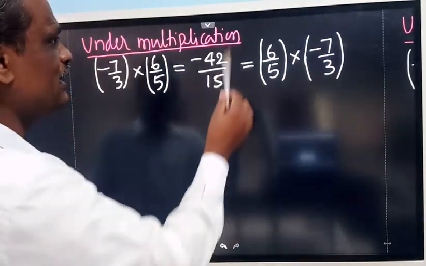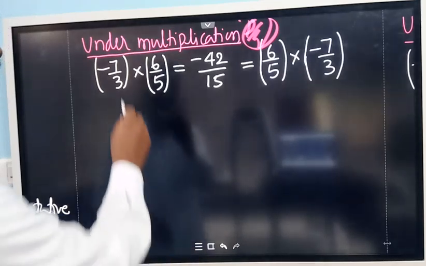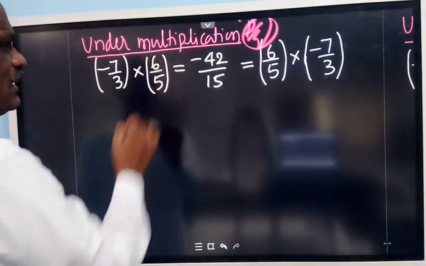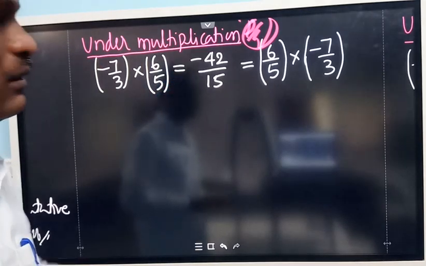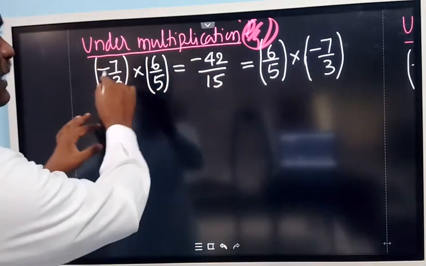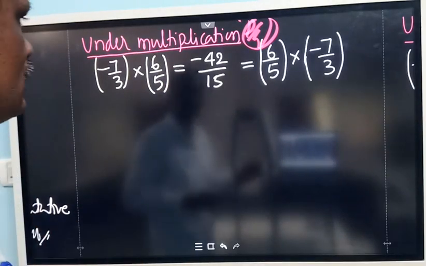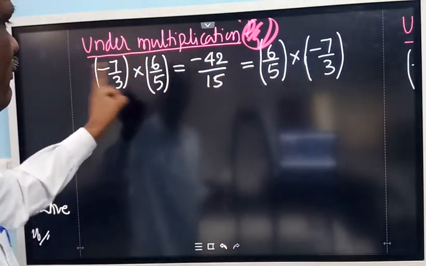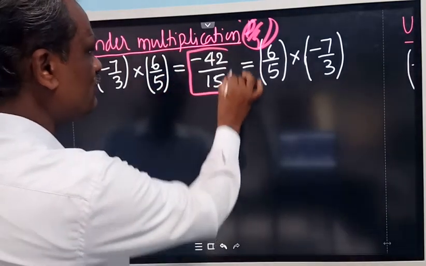So you select any two rational numbers which are in the form of p by q. I have selected minus 7 by 3 and 6 by 5. Multiply them. What is the product you are getting? Minus 42 by 15. Multiplication is very simple. Multiply numerator with numerator, denominator with denominator. 7 into 6, 42, minus sign. 3 into 5, 15. So you are getting minus 42 by 15.